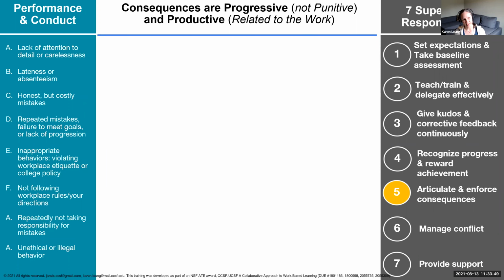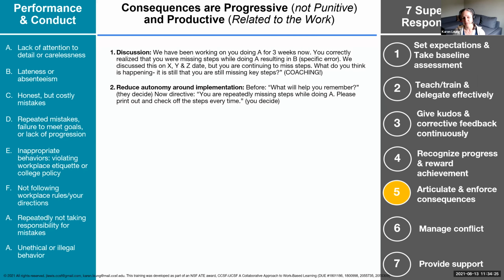On the left-hand side is a series of potential performance and conduct issues that might result in you needing to put consequences going forward for that individual. What's critical here is that consequences are progressive and not punitive, and that they're productive. They're specifically related to the work, right? So you're being hard on the problem, not hard on the person. And that no student employee or any employee is blindsided by being asked to leave or things being taken away from them. There's a progressive step in how those conversations go forward.